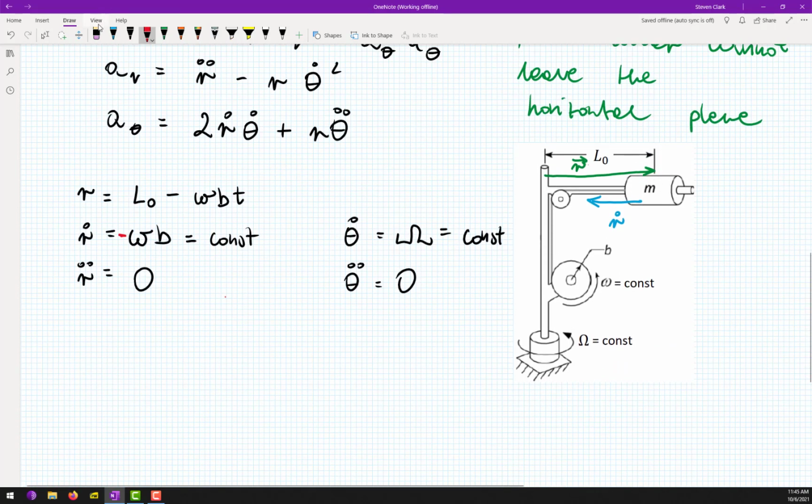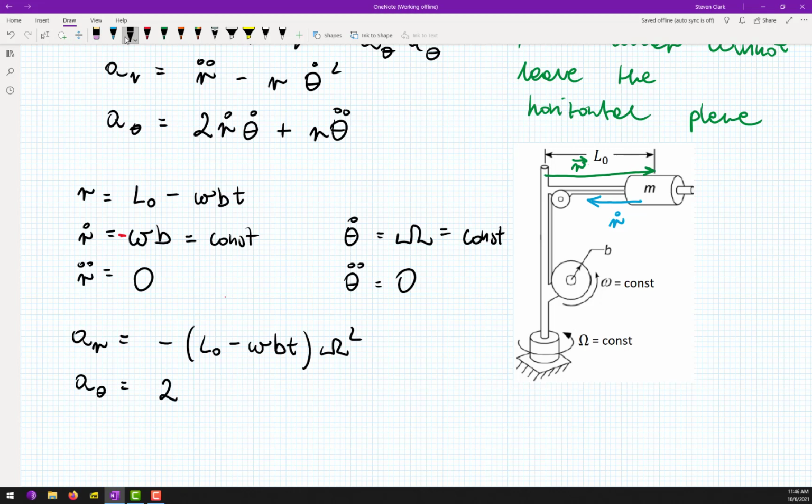Okay, so now let's plug these values back in here. So we have a_r that will be equal to what? I believe it will be minus L0 minus omega b t, omega squared, and a_theta will be minus 2 omega b omega. These are our values.